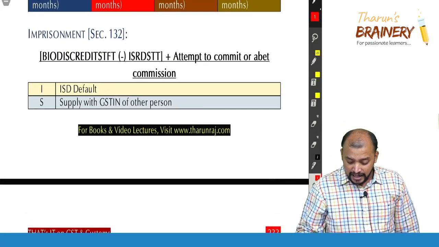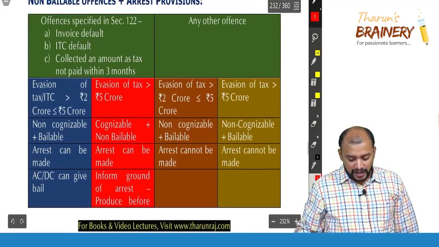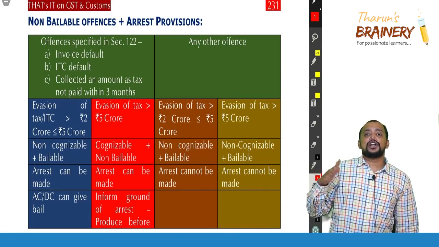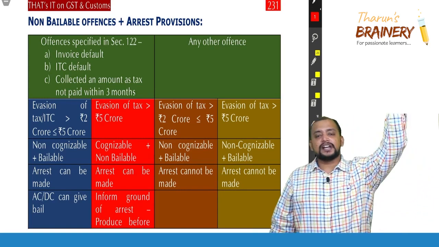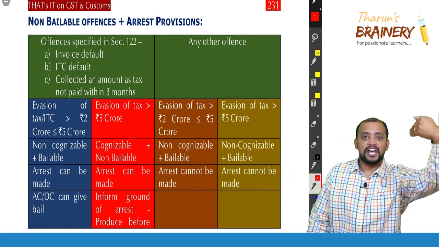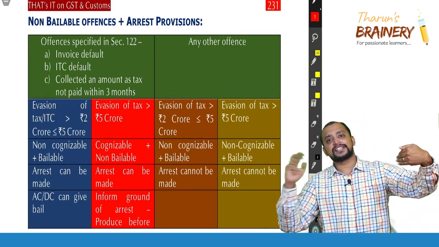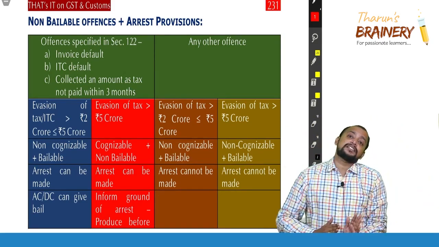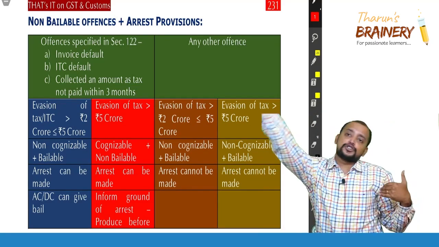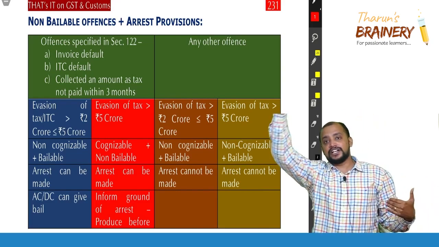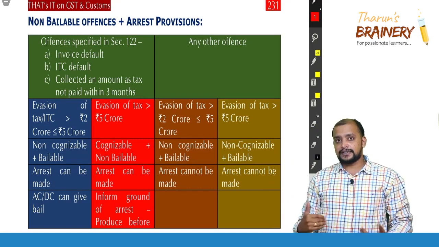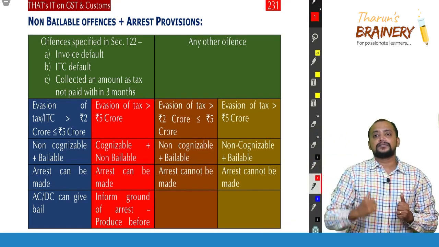Okay. Then next one, arrest. Arrest, bailable and non-bailable. What we saw first, offences that lead to penalty. Then offences that lead to imprisonment. Now we are discussing offences that lead to arrest. What are the offences that lead to arrest? Three offences.